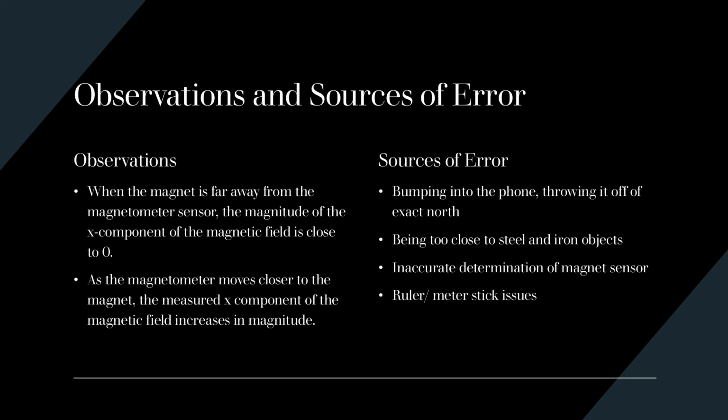There was possibly an inaccurate determination of the magnet sensor, as I noticed that when I was at equal distances away from the sensor, I got slightly different results based on what side I was on. In addition, my ruler had a little metal strip on it, which was causing some problems.